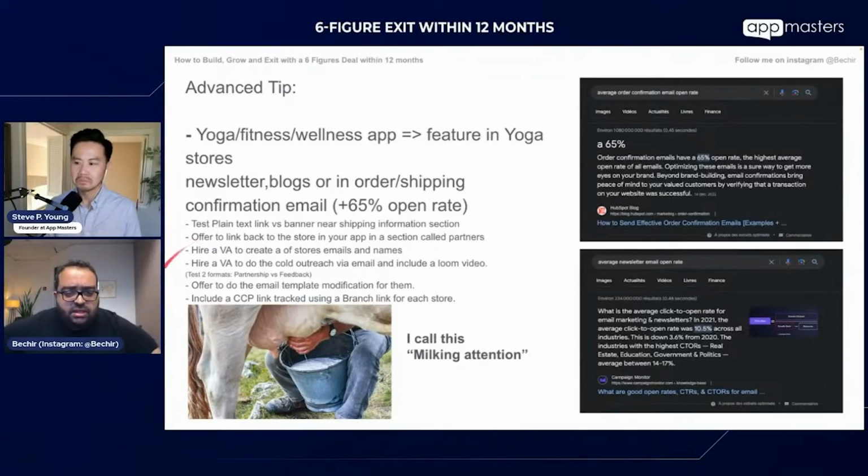Offer to update the email template. You can do it for $5 on Fiverr. You can change their email template to include your ad and include a CPP link tracked using a Branch link for each store, so you know which stores are performing for you. I call this milking attention. If someone opens an email, I'm there waiting for them. I can position my ad for my app and track everything and analyze it later on to see which stores are performing better for me.